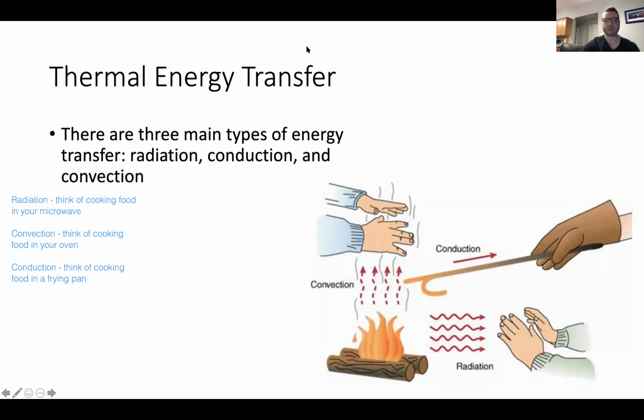Okay, so we kind of just talked about these types of energy transfers. Here's a diagram to, again, just reinforce what we talked about. So three main types of energy transfer: radiation, conduction, and convection. So let's start with radiation. So here's just another image. So convection is the warm air rising. Radiation will be the energy that is possessed within the waves of that type of radiation. And then conduction is the energy transfer from direct contact.